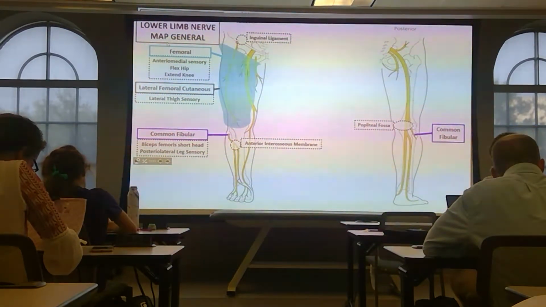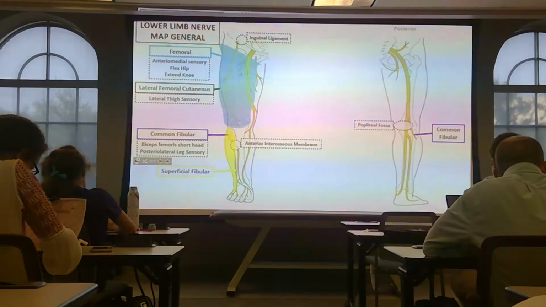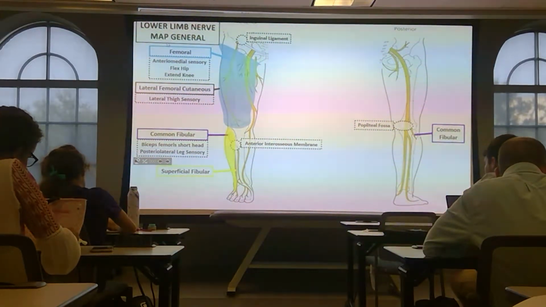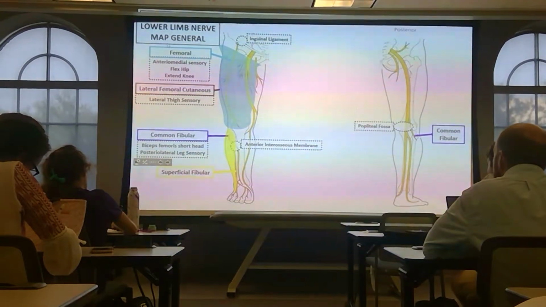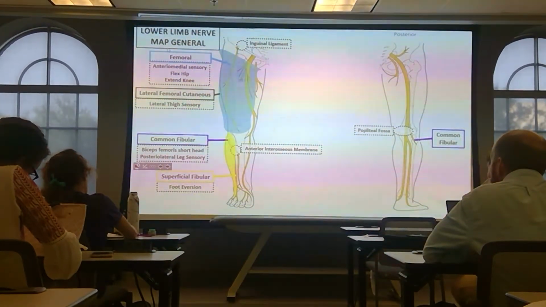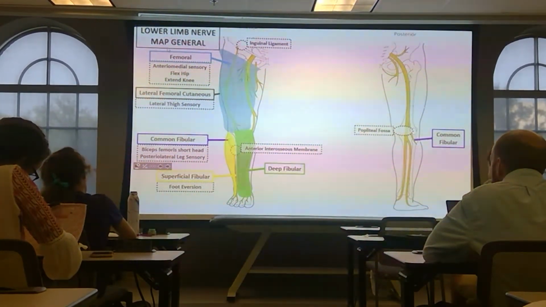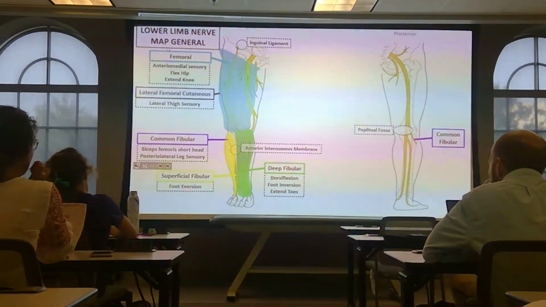So that common fibular comes back, goes to the anterior interosseous membrane. Then we have the superficial fibular, which, remember, controls the lateral compartment of the leg, which is foot eversion. Then we have the deep fibular, which comes out to the front. So that's going to control dorsiflexion.